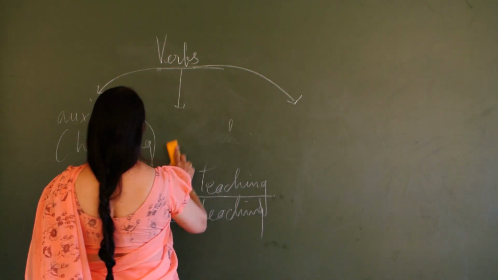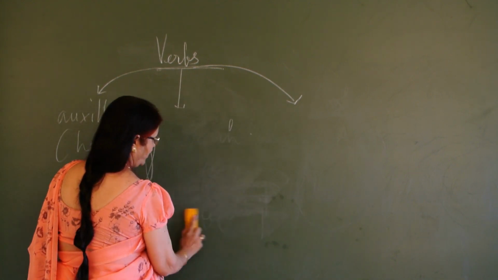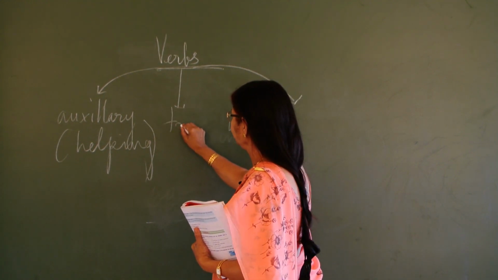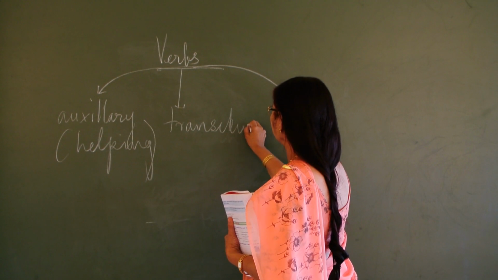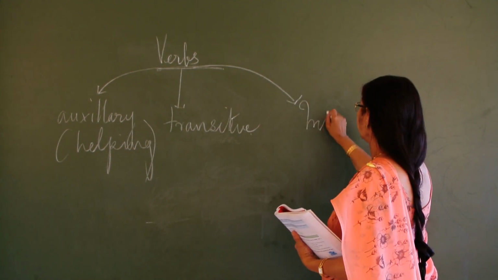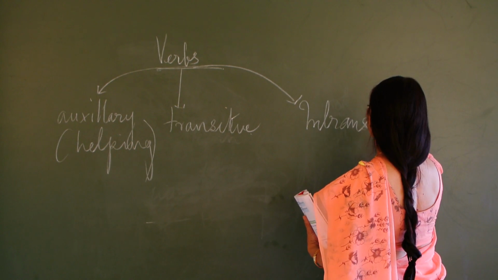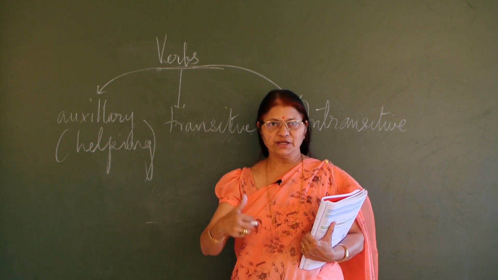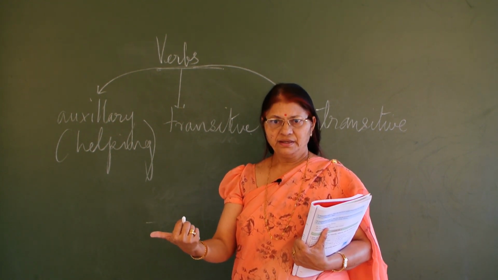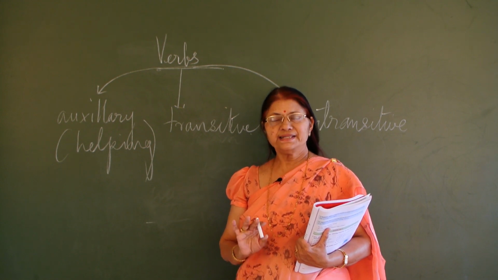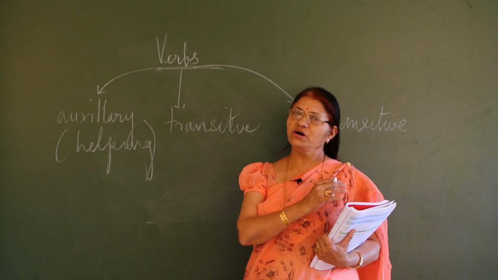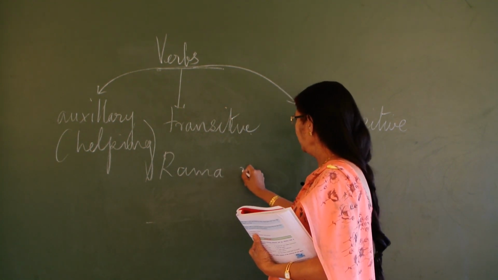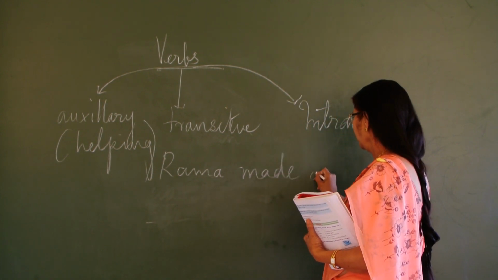Now let's go to the two types of verbs. Okay, one verb is called the transitive verb and the other one is intransitive. You know that to frame a sentence we require a subject and most important is a verb. And sometimes a sentence is complete when you use an object. Simple sentence I will put. Rama made a kite.